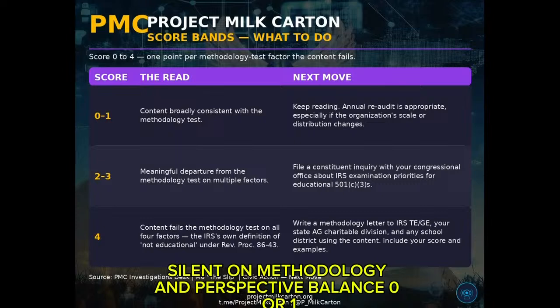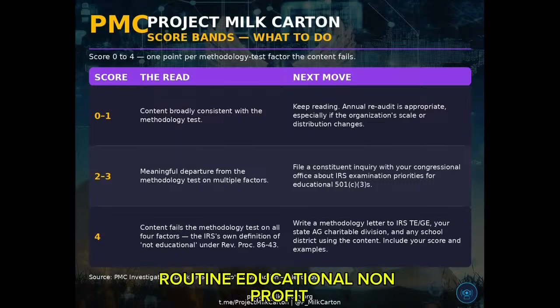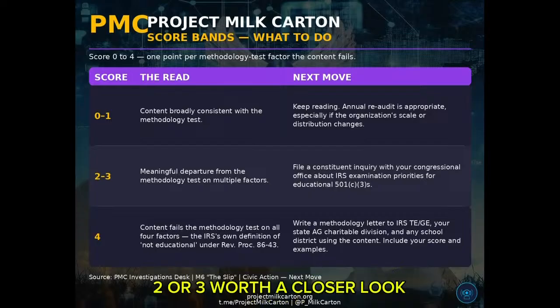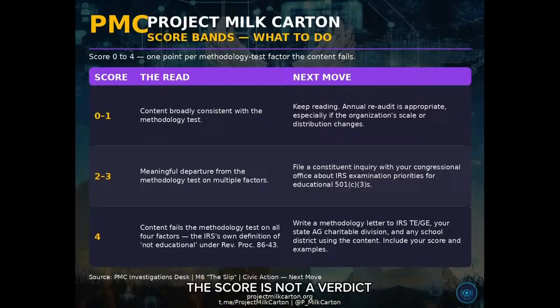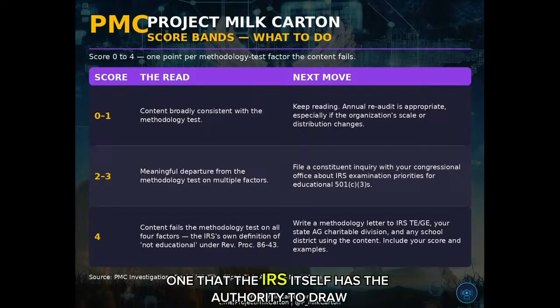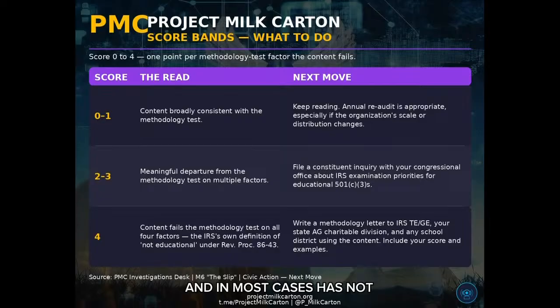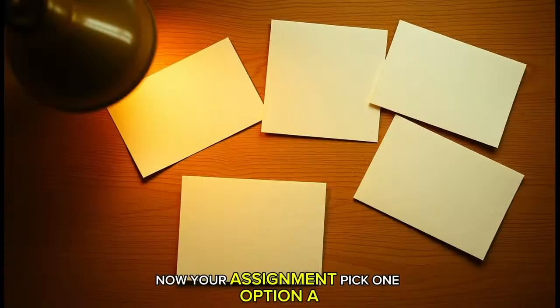0 or 1. Routine educational nonprofit. 2 or 3. Worth a closer look. 4 or 5. Likely educational classification abuse. The score is not a verdict. It is a structural map, one that the IRS itself has the authority to draw and, in most cases, has not. Now your assignment. Pick one.